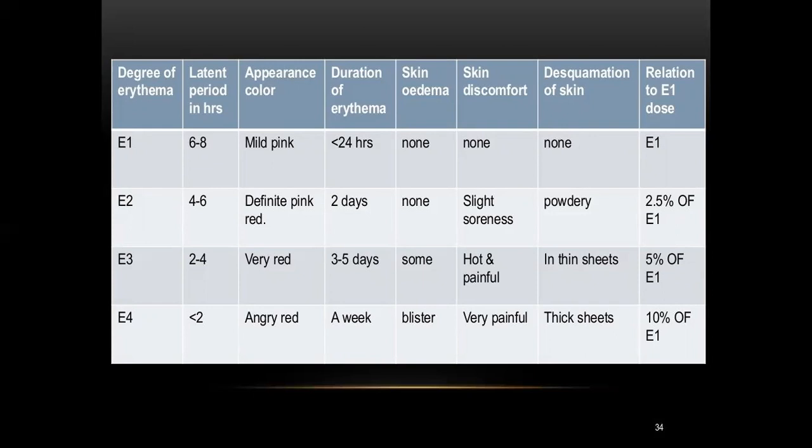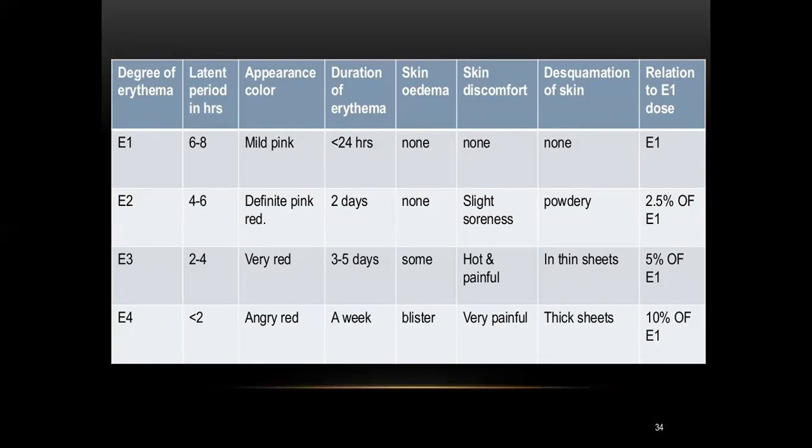In E3, the latent period is 2 to 4 hours. Appearance of color is dark red. Duration of erythema 3 to 5 days. Skin edema, some. Skin discomfort hot and painful. Desquamation of skin in sheets. And relation to E1 dose is 5 times the E1.